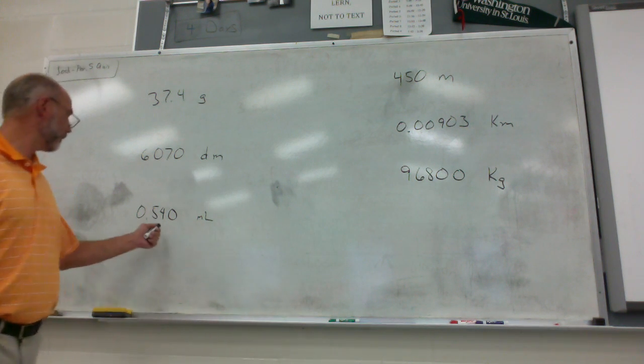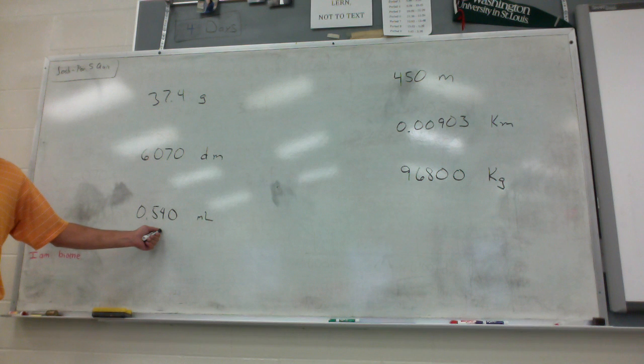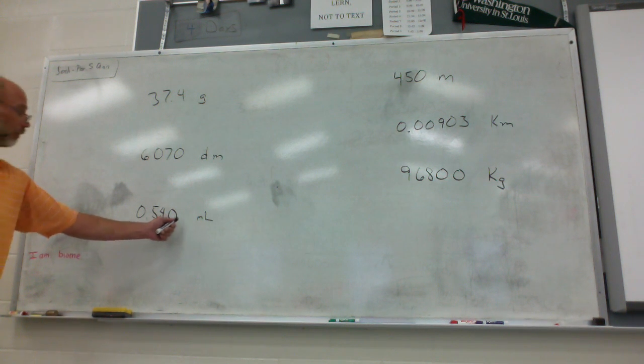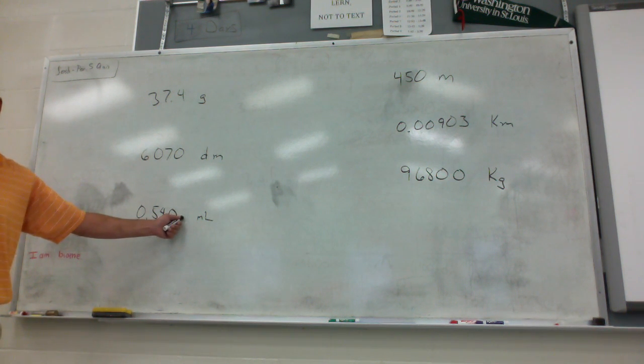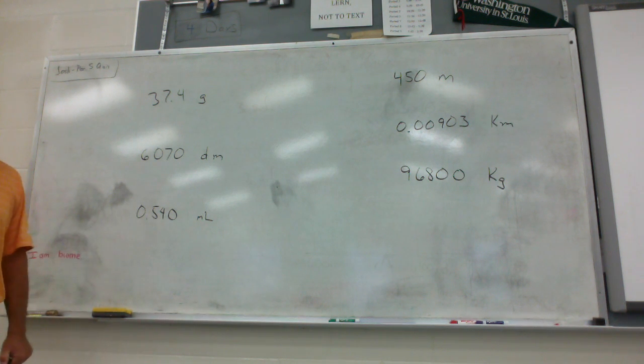Excellent. How many significant digits here? 3. How would I write this to 4 if I needed to? Go ahead, Brody. Put a 0 down here. Yeah, you could do it in scientific notation, but you're still going to have to add the 0, so you might as well just add the 0.